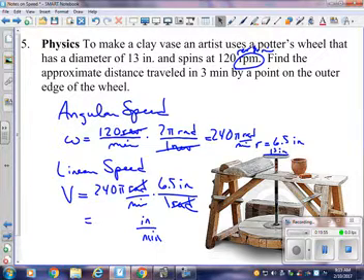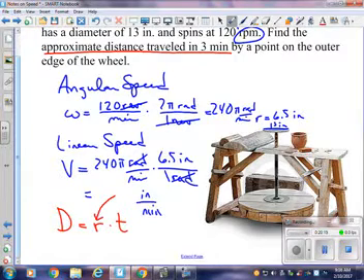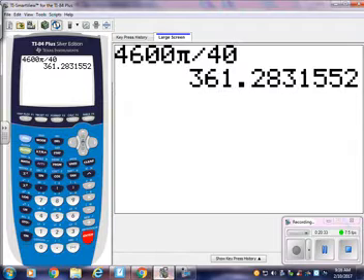Actually, this problem goes a step further, so let's continue to read. Find the approximate distance traveled in 3 minutes. So they don't just want to know how far they went in a minute. They want to know how far they went in 3 minutes. So I'm going to take the distance formula, distance equals rate times time. I'm going to get this rate and plug it in here and multiply it by 3 minutes. So I might want to keep my accuracy for a minute because the answer to this question is not the velocity.